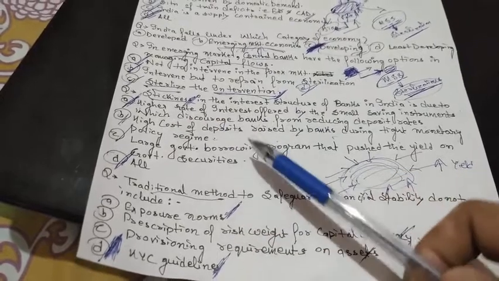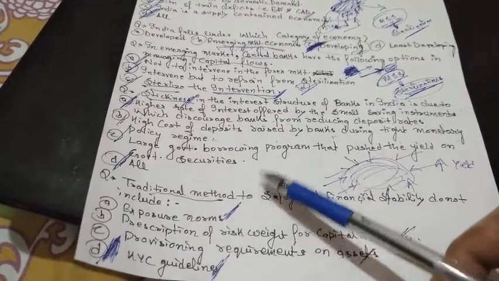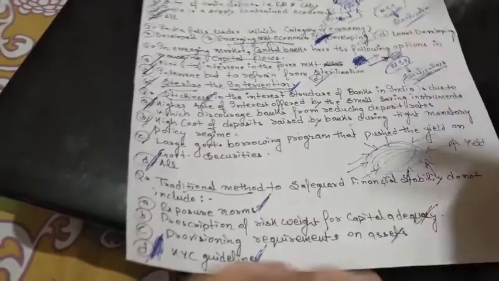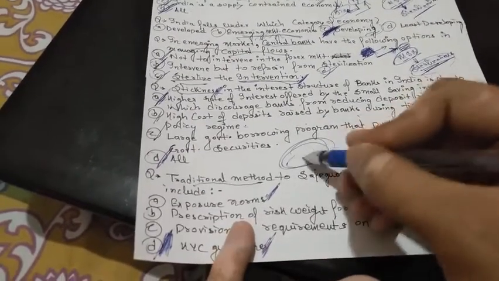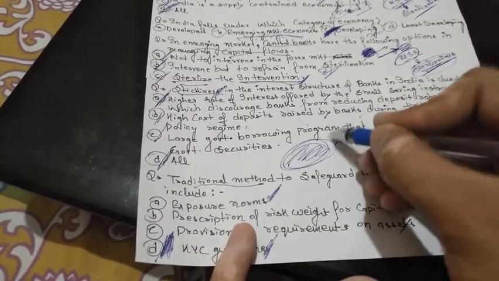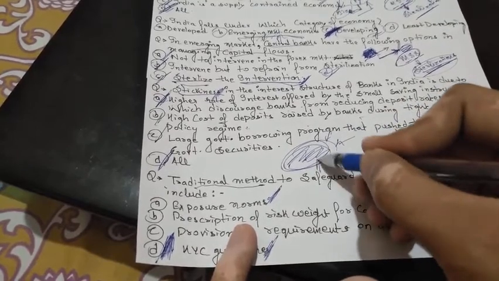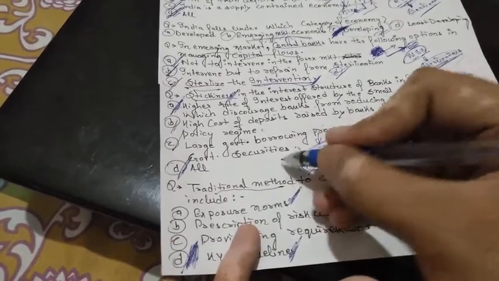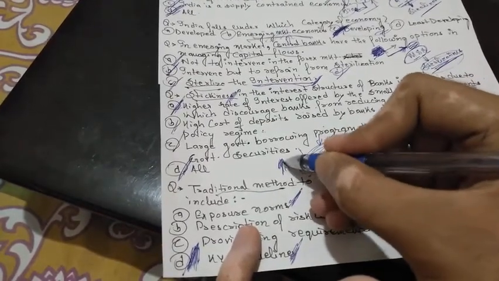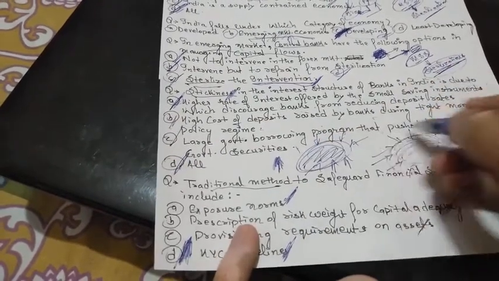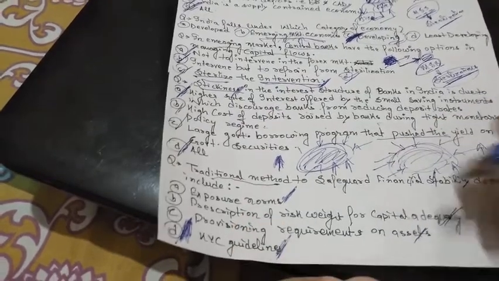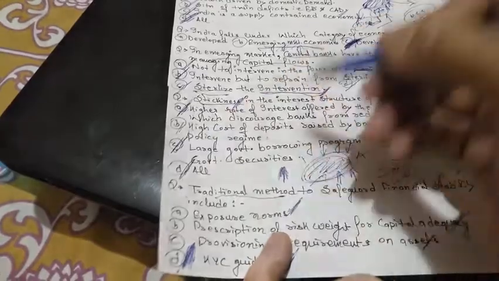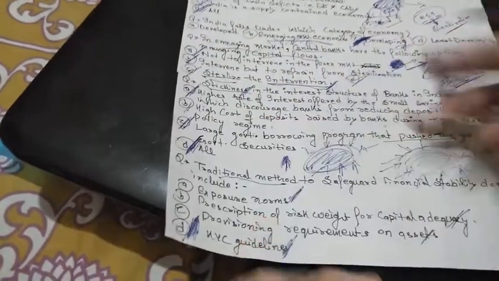Option C, large government borrowing program that pushed up the yield on government securities. As we know, the government is borrowing a lot from the market. Whenever they issue a large amount of bonds, there will be less demand as there are more bonds available. And whenever there is less demand, the yield will increase. So when the yield increases, the government has to make more interest payments as compared to the last one. So option C is also true, and the answer is D, all of the above.